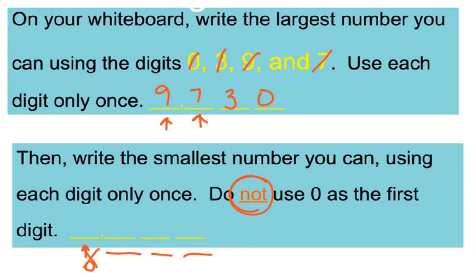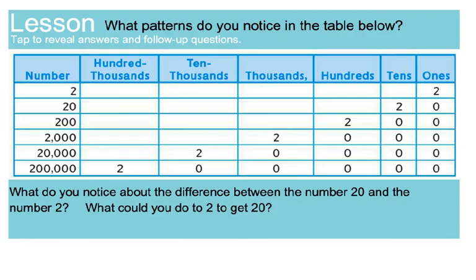So in this case, the smallest number that I have that is not a 0 is 3. So I'm going to put that in the thousands place. Then I'm going to use the 0 in the hundreds place, followed by the 7 and the 9 in the ones place. So the smallest number I can make is 3,079. Go ahead and wipe off your whiteboard.